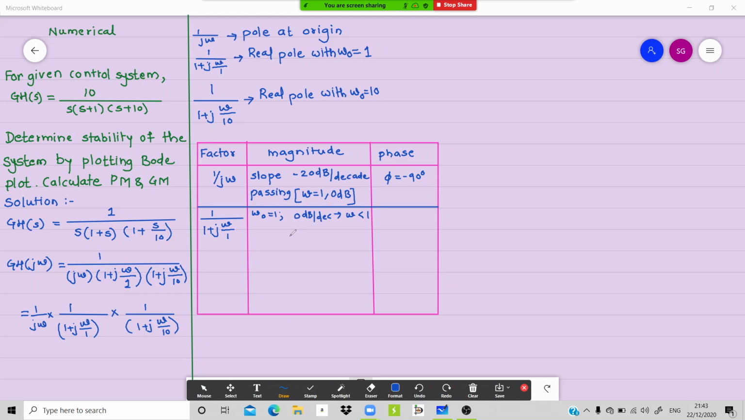And when omega is greater than 1, that is omega naught, in that case the slope becomes minus 20 dB per decade, correct? And in that case, the formula for phi is minus tan inverse of omega upon 1, that is omega only. In this case, it will be just omega, correct? Then we'll go for the third factor.